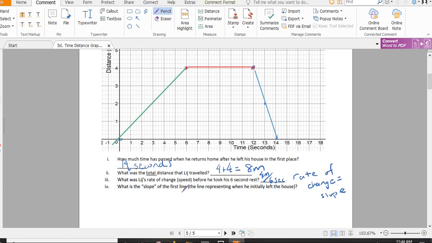What is the slope of the first line, the line representing when he initially left the house? Well, like we just said, it would be 4 over 6. Or you can say, and it's the same answer, 4 meters per 6 seconds. You can simplify this, divide the top and bottom by 2 to get 2 over 3.